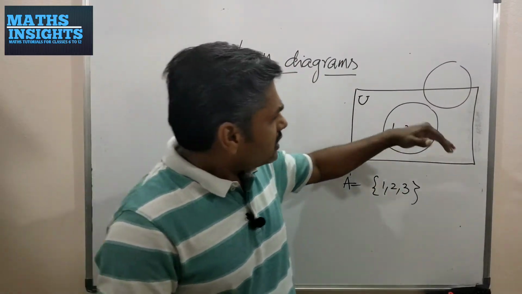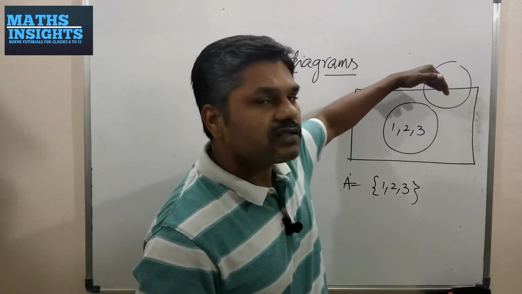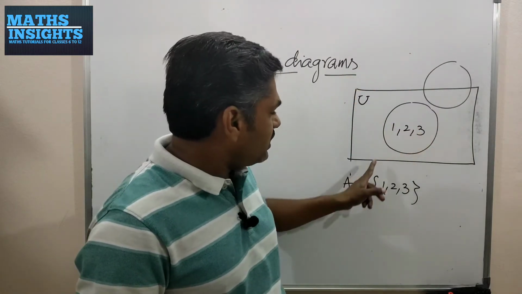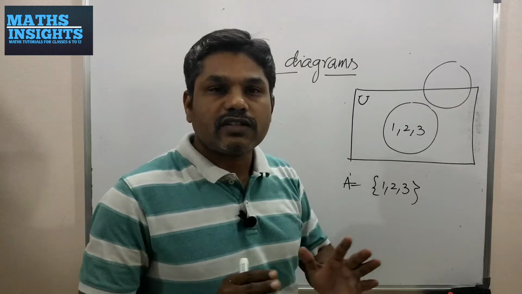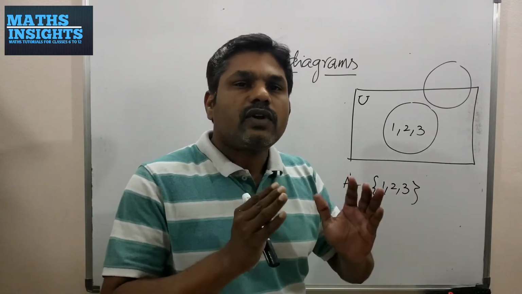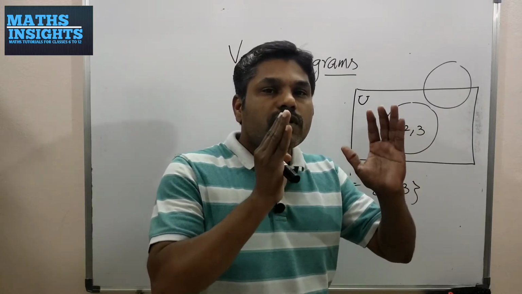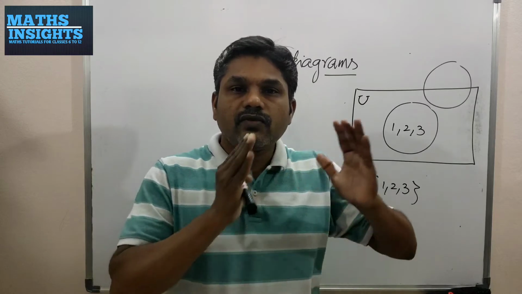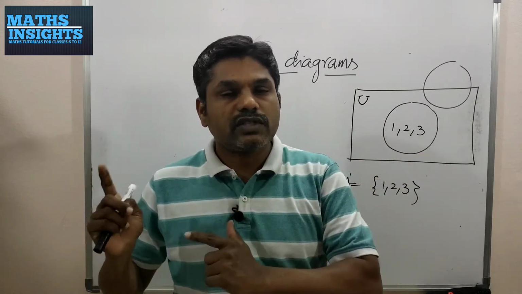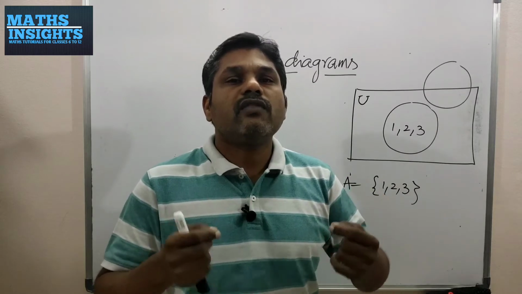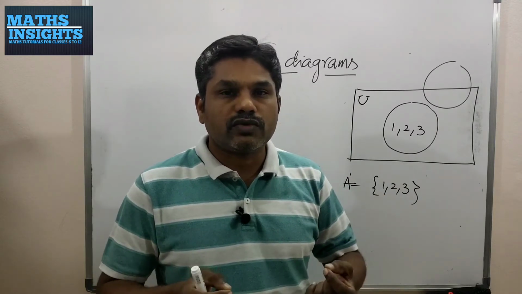Why? Because some portion of the set A is outside the universal set, and hence the set A is not a subset. The definition of subset says that if every element of a particular set is in the second set, then the first set is said to be a subset of the second set. Otherwise it is not. I will clear it with more examples.